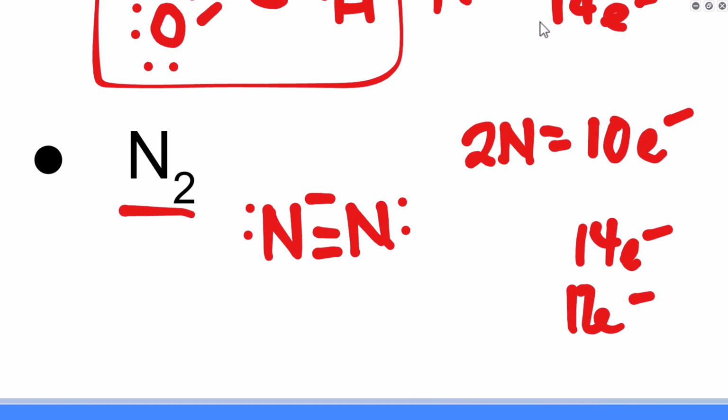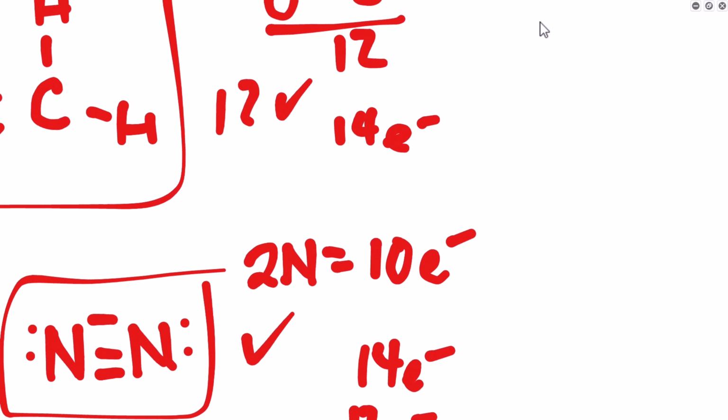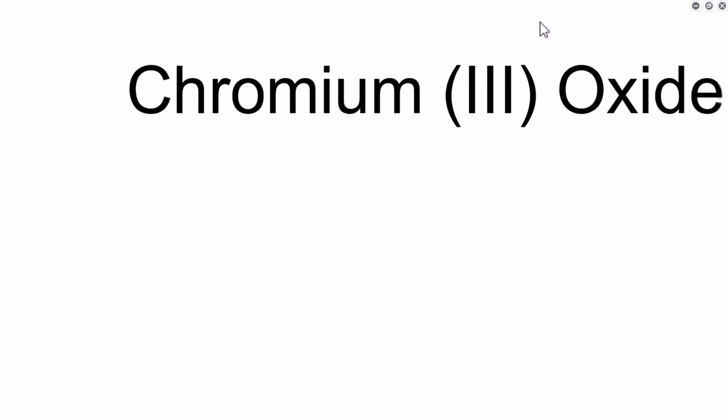There you go. 2, 4, 6, 8, 10. All my octet rules are satisfied. There's a triple bond between those nitrogens. Simple enough. All right. So what we have here is chromium 3 oxide.